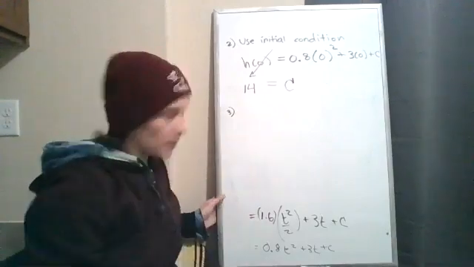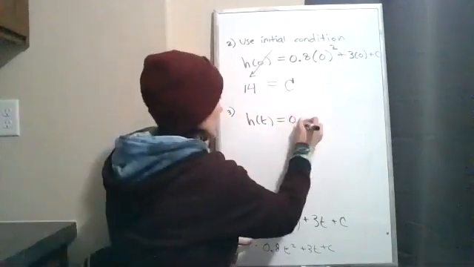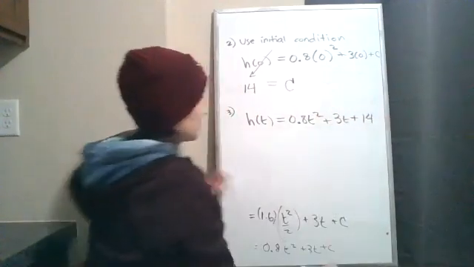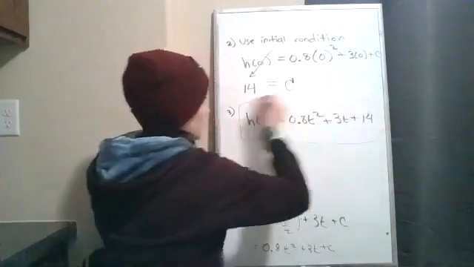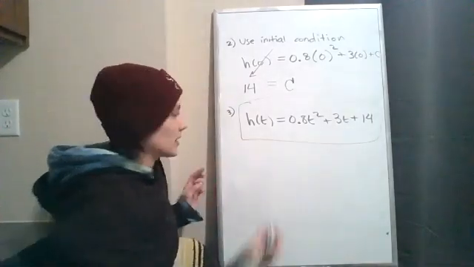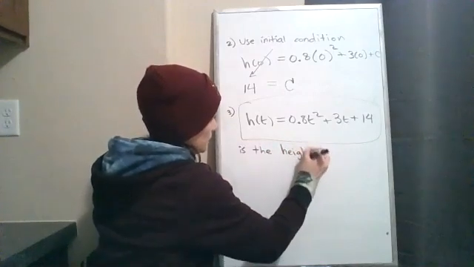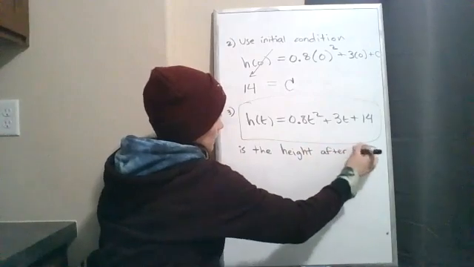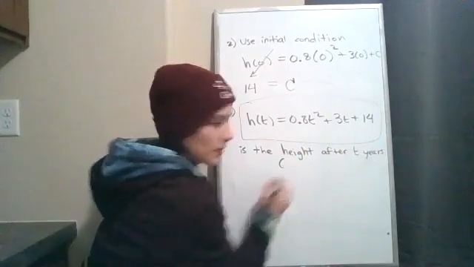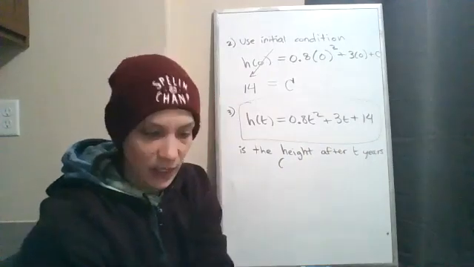Okay, finish with an answer of h of t is 0.8 t squared add 3t add 14. So that was your height after t years. The height is in centimeters, t is time in years, and h is height in centimeters.